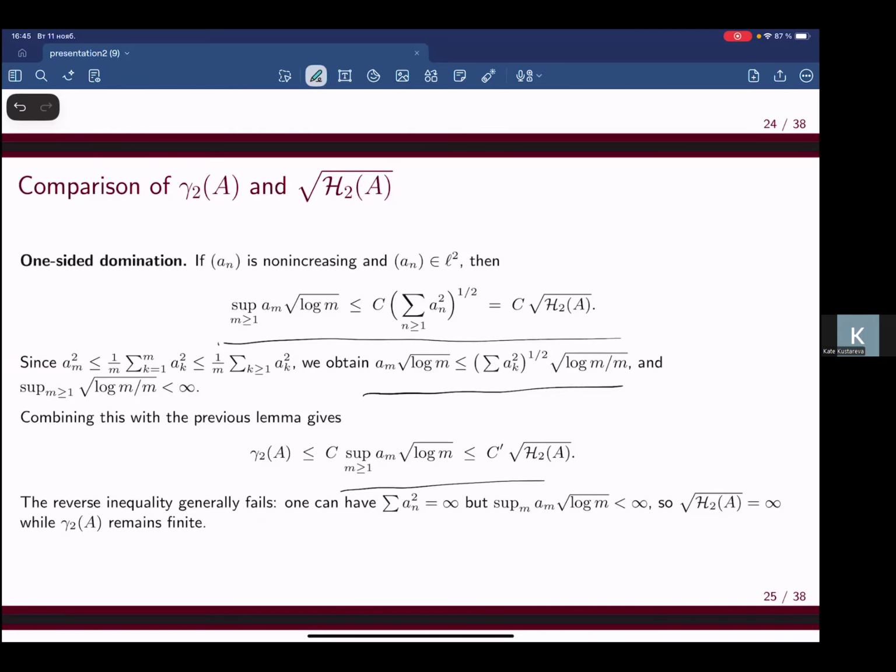So we can combine the estimate with the previous lemma, and we obtain the chain of inequalities. This provides a clean upper comparison between the Talagrand and the Dragovich measures of complexity. However, the reverse inequality generally fails. It's possible to have a sequence a_n for which the sum of a_n squared equals infinity, but the supremum is less than infinity. So the square of the Dragovich entropy equals infinity, while gamma 2 remains finite.